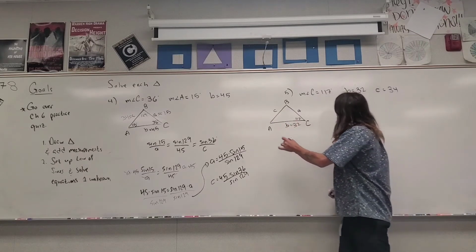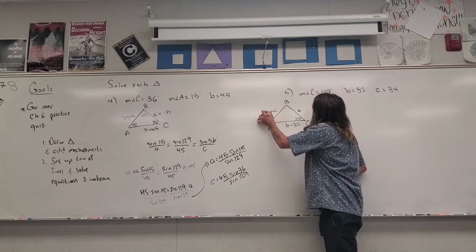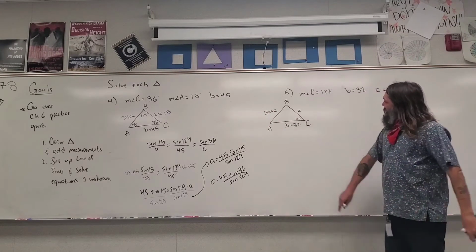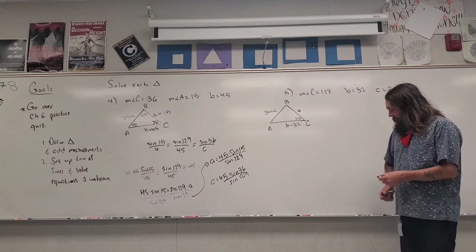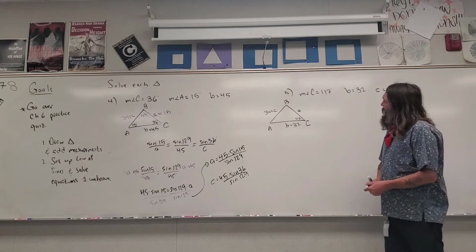And the length of C is 34. Okay, so I need to find an angle A, an angle B, and a length A. All right, so let's write our law of sines.